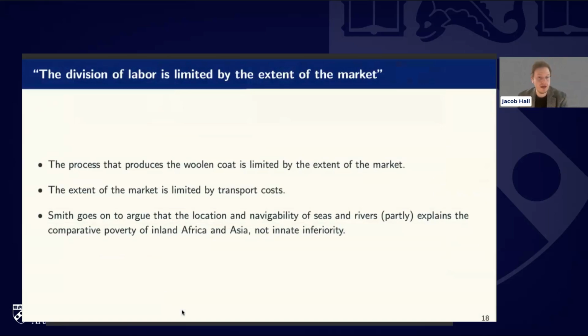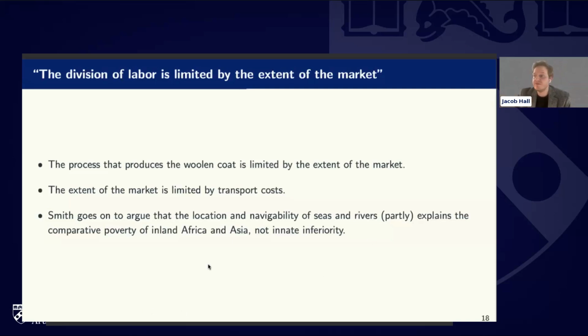There's also this other famous line, I think this is maybe chapter 2. The division of labor is limited by the extent of the market. The process that produces this great woolen coat is limited by the extent of the market. That extent of the market is limited by one element, transport costs, right? It's just more difficult to get the good up the river, and so we're not able to communicate and trade with them.